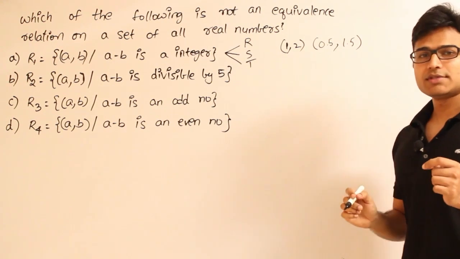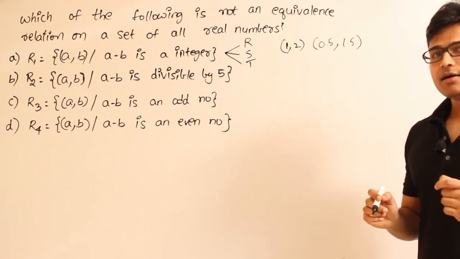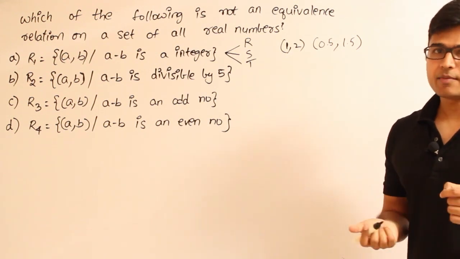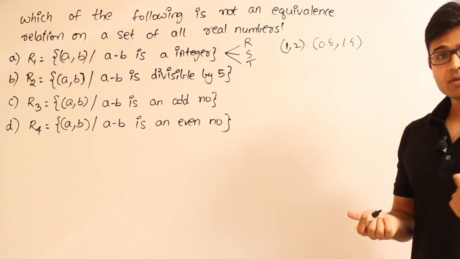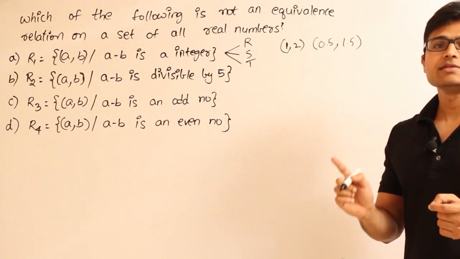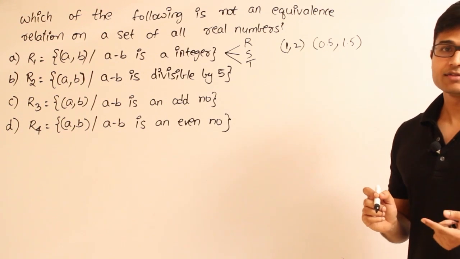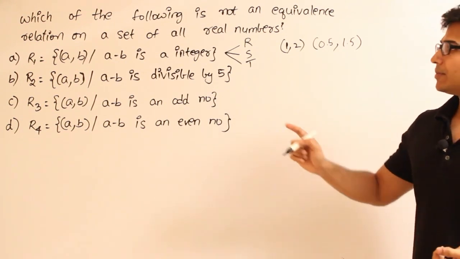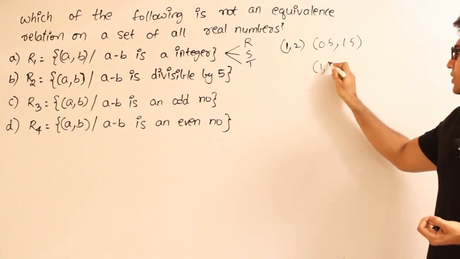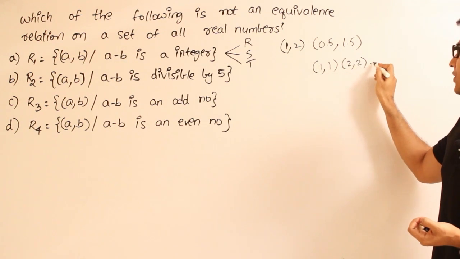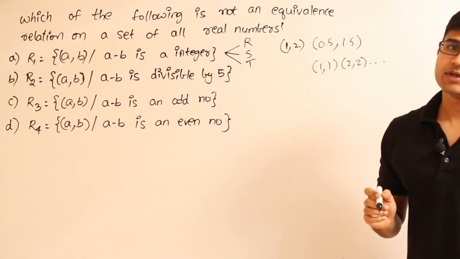Now if it has to satisfy the reflexive property, then it should contain all the pairs of the form (a, a), right? So when will (a, a) be a part of it? It will be a part only when a minus a is an integer. In fact, a minus a is 0, which is an integer, and so we can say that all the diagonal pairs will be present in R1. See, all the diagonal pairs of the form (1, 1), (2, 2), and so on should be present in this relation. Then only we can say that this relation is going to be reflexive.